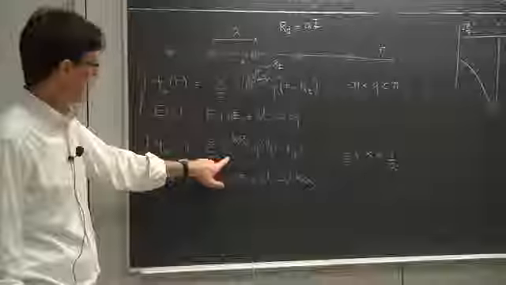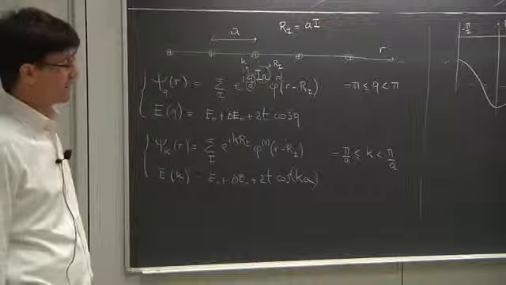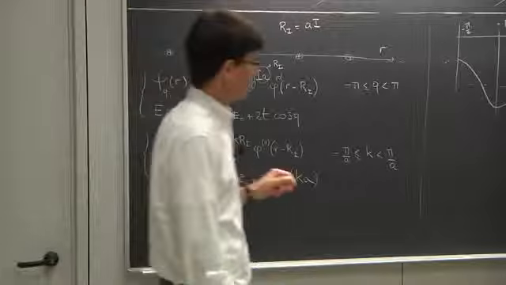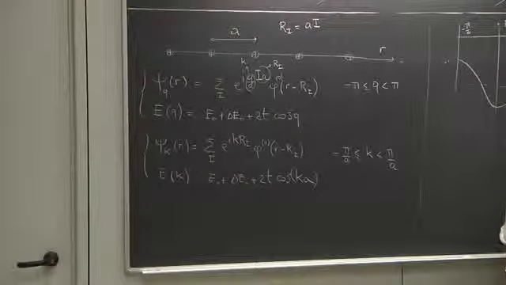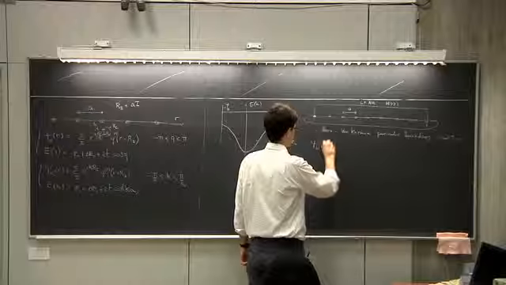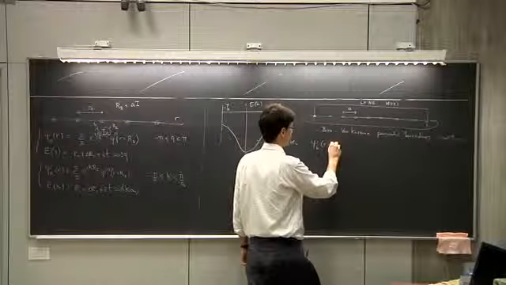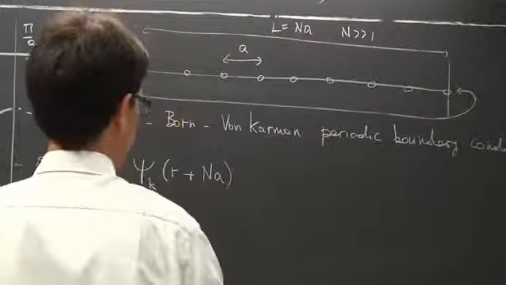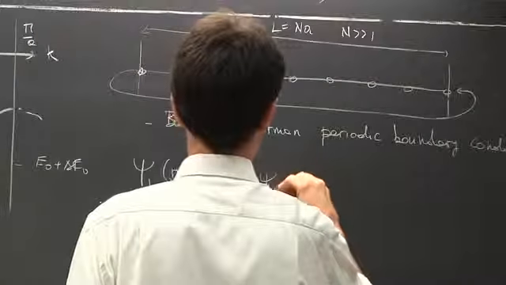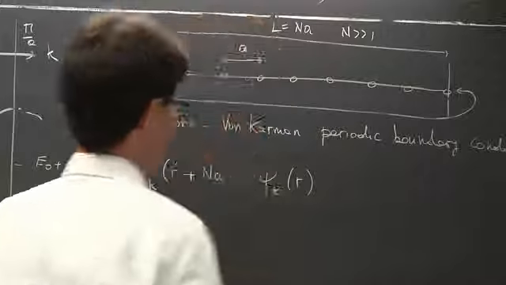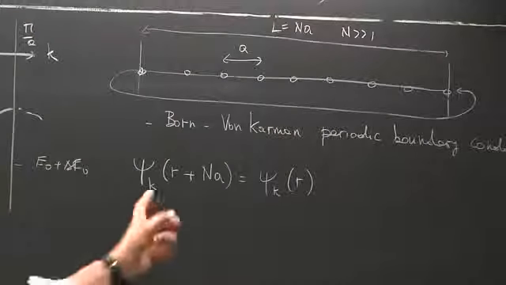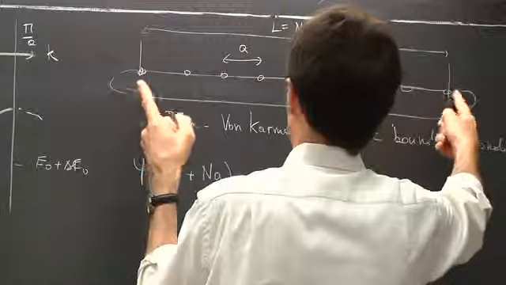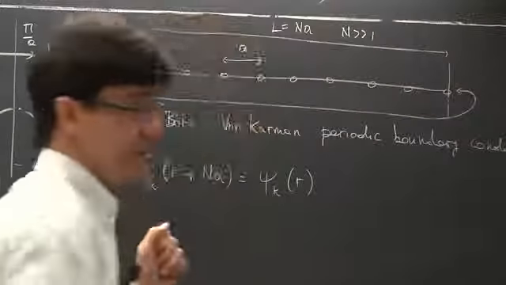So what happens if you apply these Born-von Karman periodic boundary conditions to our wave function? Well, if we apply these conditions, what we need to impose is that psi_k(r + Na) is equal to psi_k(r). That's all we have to do, right? We have to say that our wave function, when we translate it by Na, which is the length of this segment, just goes back into itself.